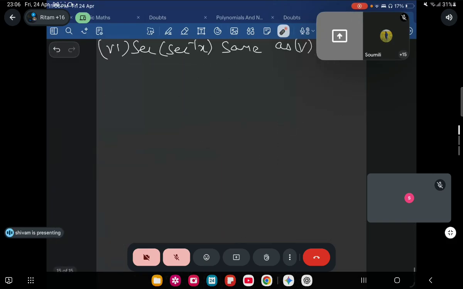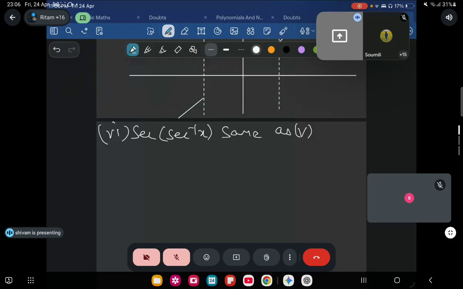Okay. Let's see. This property is very much important. Property number 2. Very, very, very important. Okay. To understand ITF. Next.